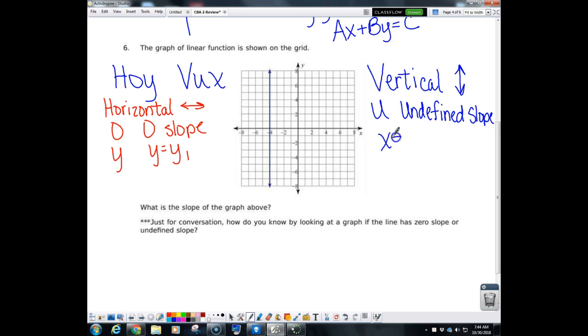And X stands for X equals X1, okay? So Hoy-Bucks. If I were you, I'd write that on the formula chart you get right away. That's a good thing to remember. Hoy-Bucks. So you should get your answer real quick on that one, right?